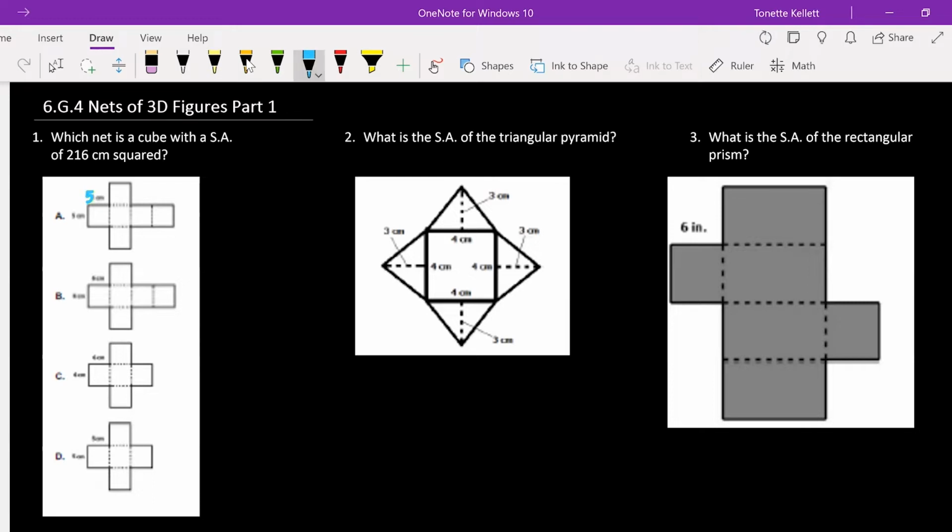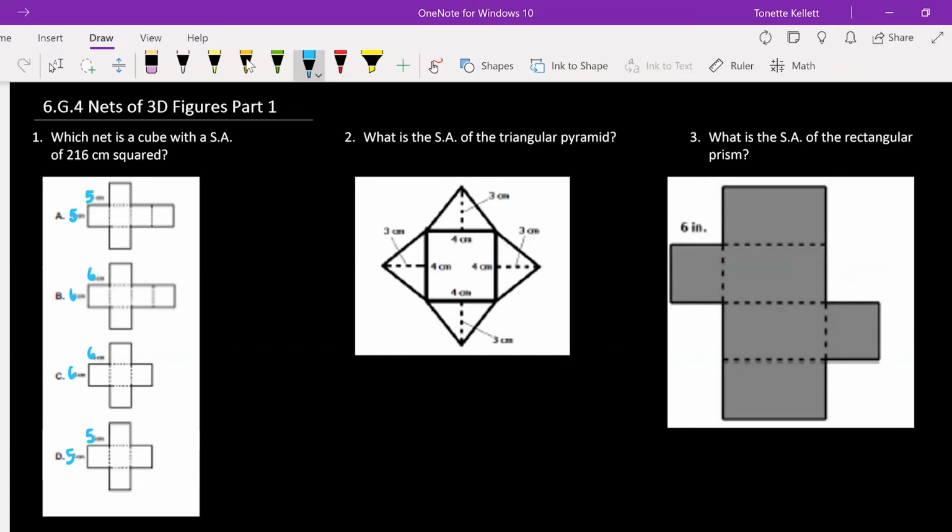This is 5. This is 6. This is 5. So in number 1, we need to find the one that has a surface area of 216 centimeters squared. Well, first of all, it has to be a net of a cube. So which of these is going to fold into a cube?